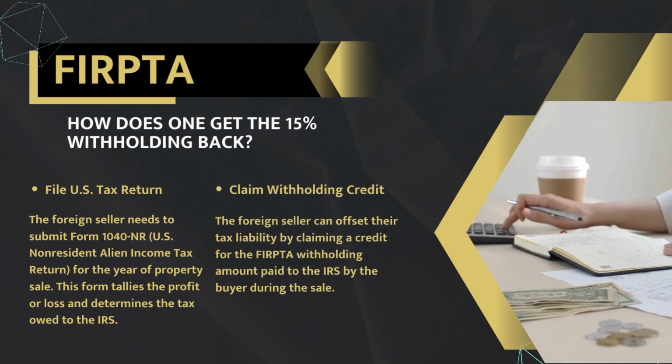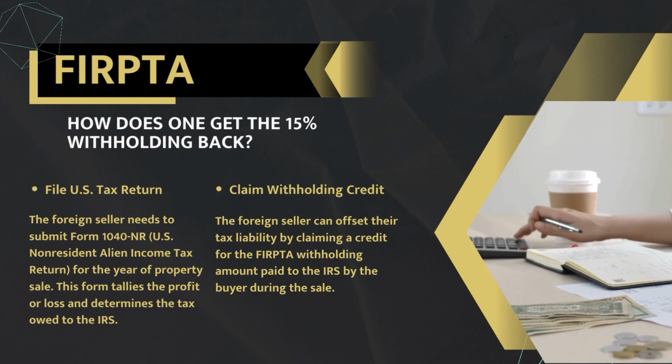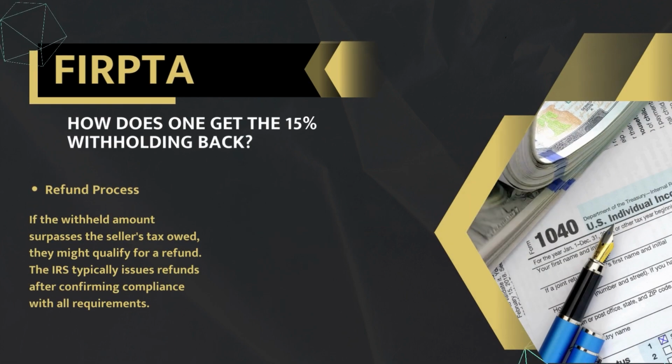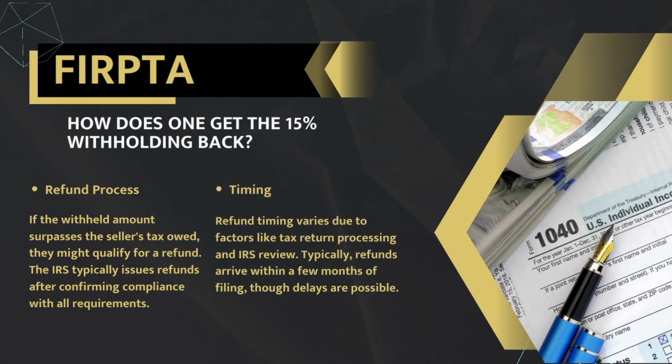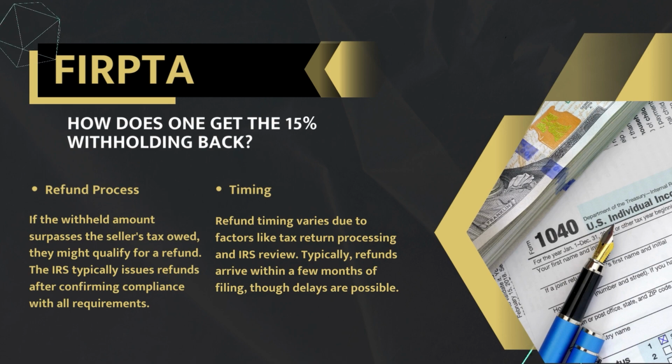Claim withholding credit. The foreign seller can offset their tax liability by claiming a credit for the FIRPTA withholding amount paid to the IRS by the buyer during the sale. Refund process. If the withheld amount surpasses the seller's tax owed, they might qualify for a refund. The IRS typically issues refunds after confirming compliance with all requirements. Timing. Refund timing varies due to factors like tax return processing and IRS review. Typically, refunds arrive within a few months of filing, though delays are possible.